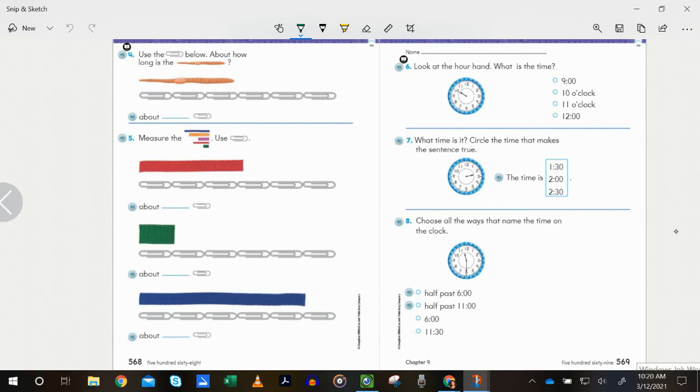Number 6, look at the hour hand. What is the time? So looking here, the hour hand is pointing to the 10. Which of these is the correct time? Number 7, what is the time? Circle the time that makes the sentence true. The time is blank, 1:30, 2 o'clock, or 2:30. Look at the hour hand. It's between the 2 and the 3.